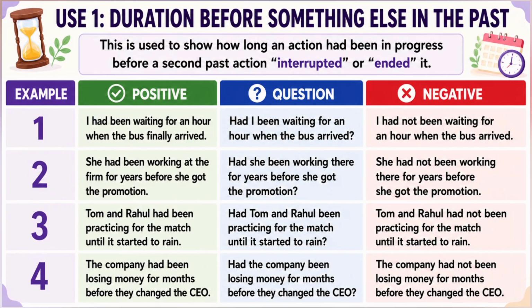Example 4. Positive. The company had been losing money for months before they changed the CEO. Question. Had the company been losing money for months before they changed the CEO? Negative. The company had not been losing money for months before they changed the CEO.